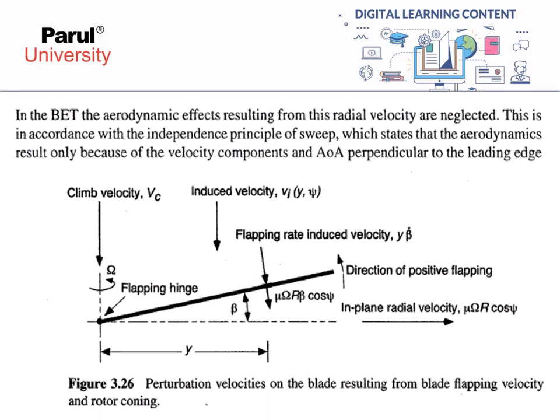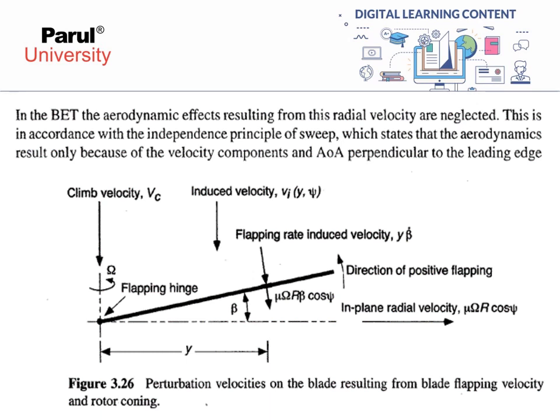This is in accordance with the independence principle of Swift, which states that the aerodynamic results only from the velocity component and angle of attack perpendicular to the leading edge. Climb velocity Vc, omega is the rotation, flapping head, induced velocity Vi, a function of y and psi, flapping rate, induced velocity y beta dot, and direction of positive flapping. Mu omega r beta cos psi, beta is the angle between them. In-plane radial velocity mu omega r cos psi, y is the distance between them.